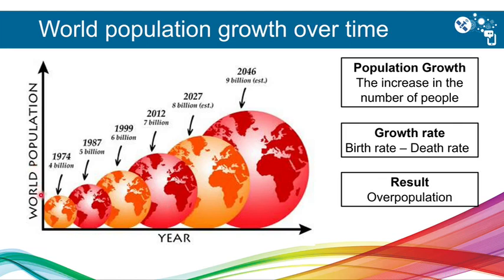So, in 1974, 4 billion people. 1987, 5 billion. Right? 1999, 6 billion. 2012, 7 billion. And within 2027, a few years from now, there will be 8 billion. We're now on 7. And then in 2046, there will be 9 billion.